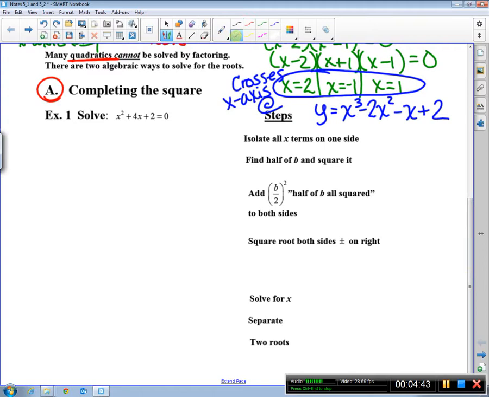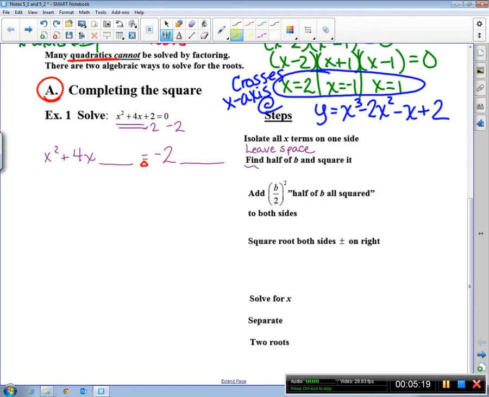So the first step says isolate all the x terms on one side. Let's get our x terms together on one side. And remember, I like to leave room. You want to leave room for the number you're going to be adding to complete the square. Let's take this 2 over and then balance the equation. Remember, you've got to pay attention to both sides of the equation. We'll be adding the same thing on both sides.